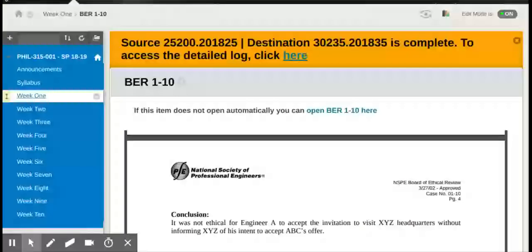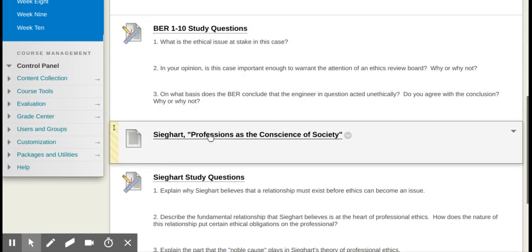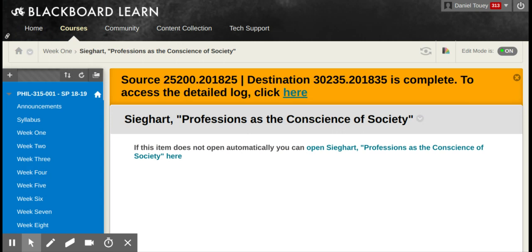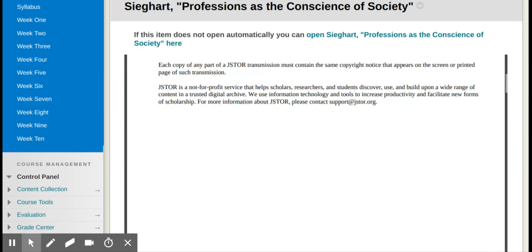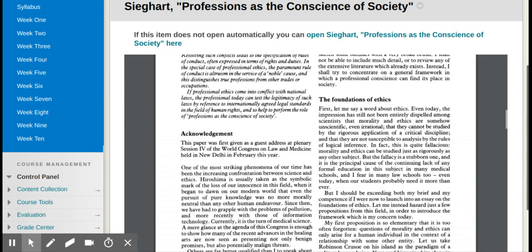I think that here in the first week, we also read Sieghart's Profession as the Conscience of Society. I will not go over this in much detail. I think we discussed it thoroughly in class, and it would take too long to do so. So I'm going to just say a few things about it, and again, not indicating that this is the thorough reading of it that you need to do.